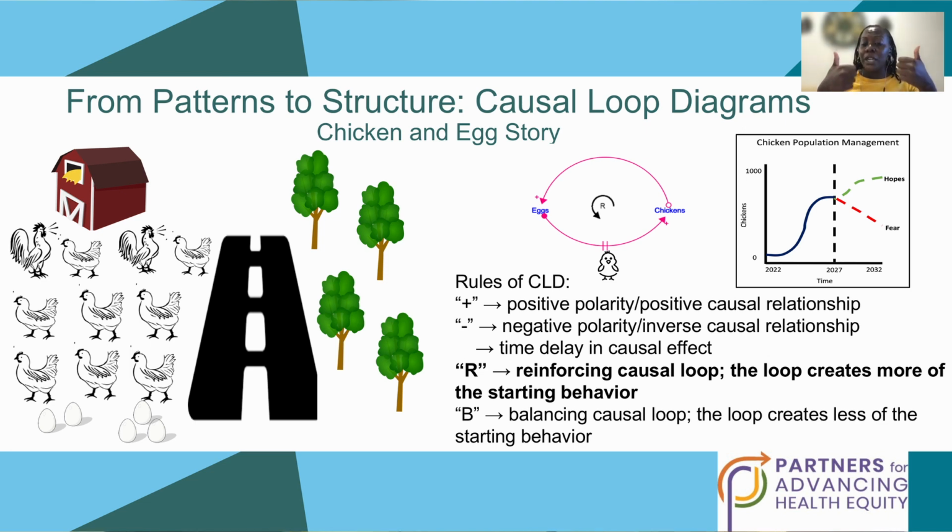But this also can represent vicious cycles where you have basically a downward spiral where less chickens, less eggs, less chickens, less eggs. So both directions are represented by a reinforcing loop. And you do indicate that by having an R in the center of your closed loop.